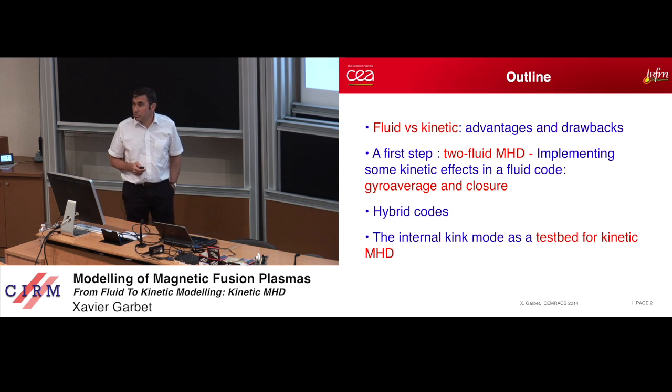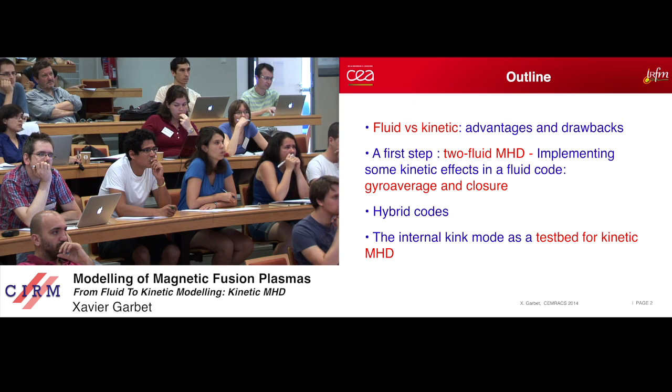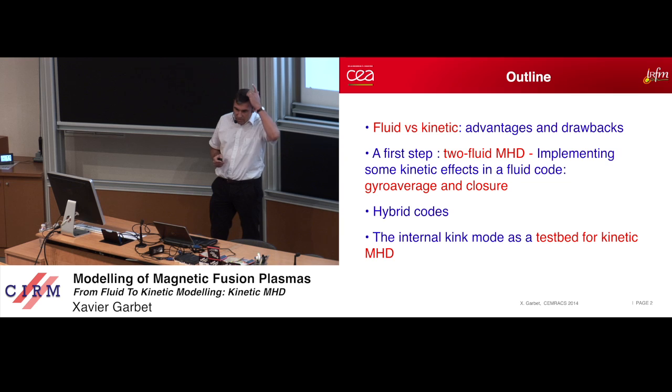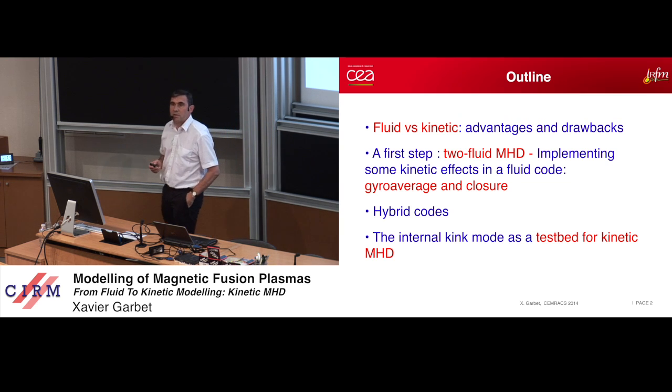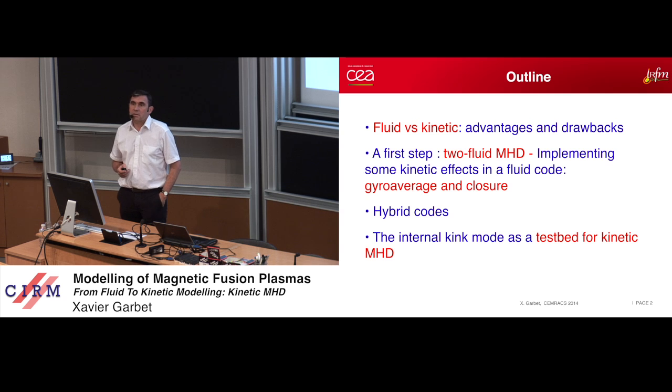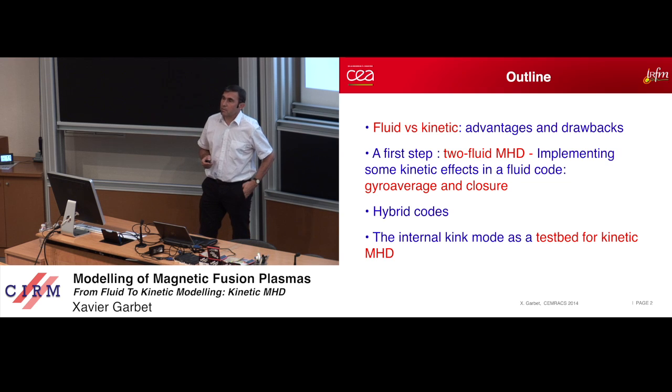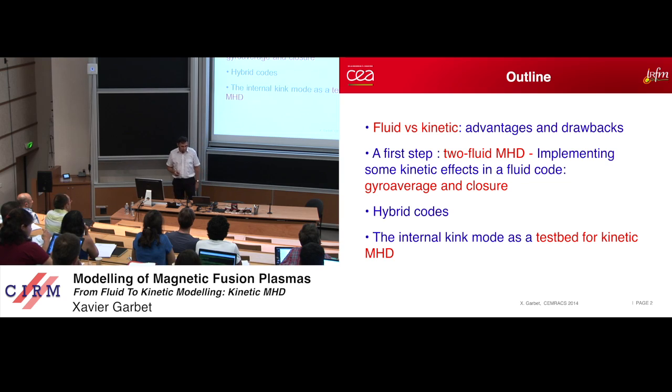Then I will move to hybrid codes, and this is going to be the difficult part. And finally, I will show some examples, and actually I will try to address one type of instability in a tokamak, which is the internal kink mode, and this will be, in a sense, a test bed to show how these effects can be implemented progressively, and what are the effects that are associated to each of these improvements.